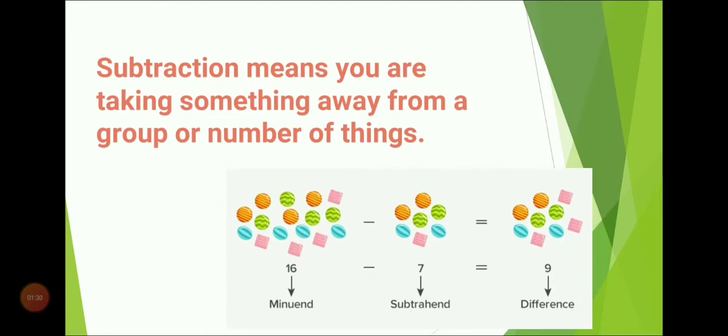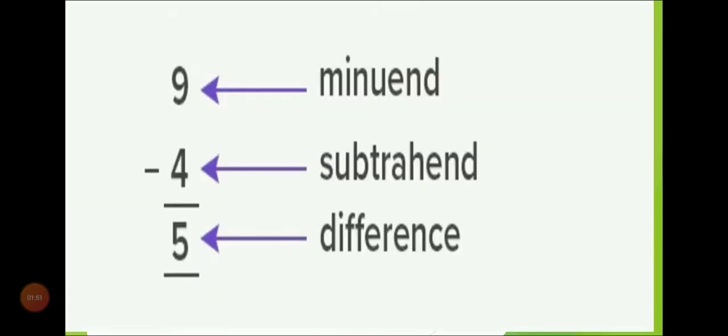Students, the number from which we subtract is known as minuend. The number which we subtract is known as subtrahend. And the answer which we get after subtraction operation is the difference. In the given example, 9 is the minuend, 7 is the subtrahend, 9 is the difference.